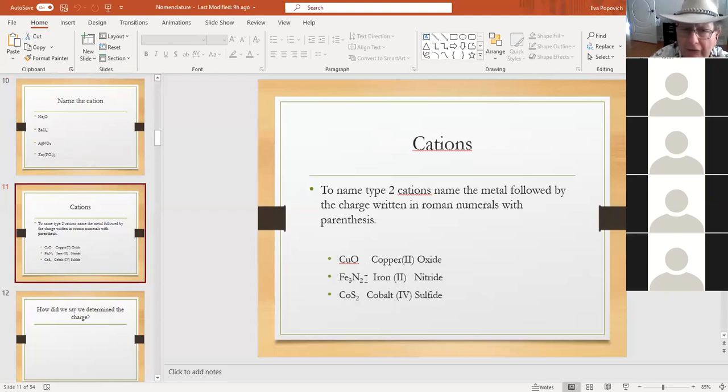Fe3N2. N has a -3 charge. -3 times the 2 nitrogens gives me a -6. So the positive charge that balances with that is a +6. But that +6 is distributed in 3 ions. So I divide the 6 by the 3. I have iron 2. CoS2. S has a 2- charge on it. There are 2 of them. So the total negative charge is -4. I have to balance that with the +4. So I get +4 divided by the subscript on the cobalt, which is 1. I have cobalt 4 sulfide.